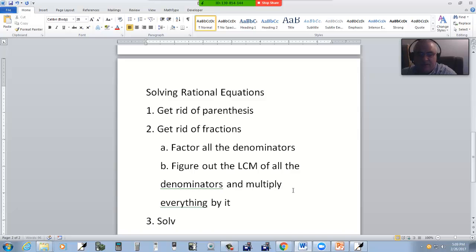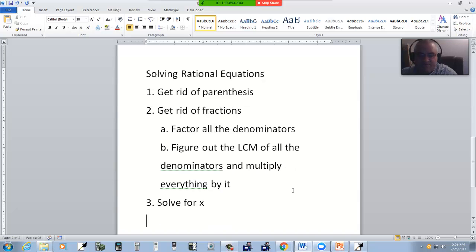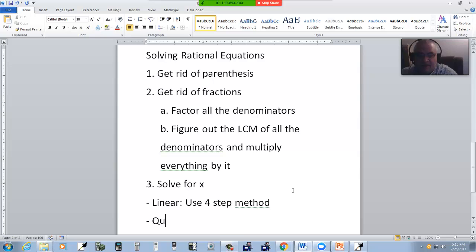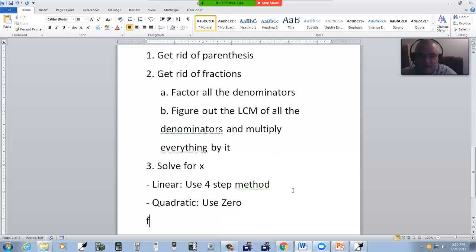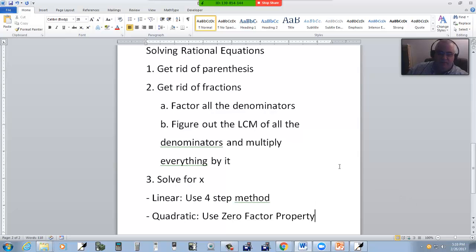Now, third step is solve for x. Now, it could be a linear equation in which you use the four-step method, or it could be a quadratic equation, and you use the zero factor property. We'll see that zero factor property a little bit later on in this video. So let's take a look at one of those.